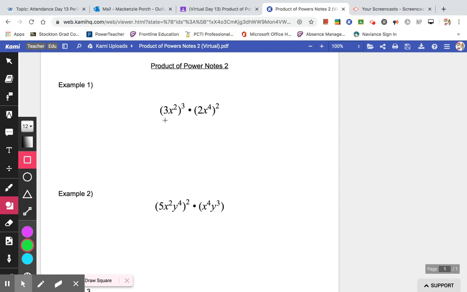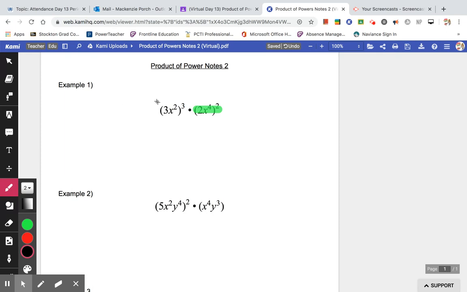But notice how it almost looks like two different problems. So we have this (3x squared) all to the third, and this (2x to the fourth) all squared. So I'm actually going to treat it at first like there's two different problems and just cover this one here. So we're not really looking at it. If I just have (3x squared) to the third, all you're doing is distributing this 3 in to all of the exponents on the inside of the parentheses.